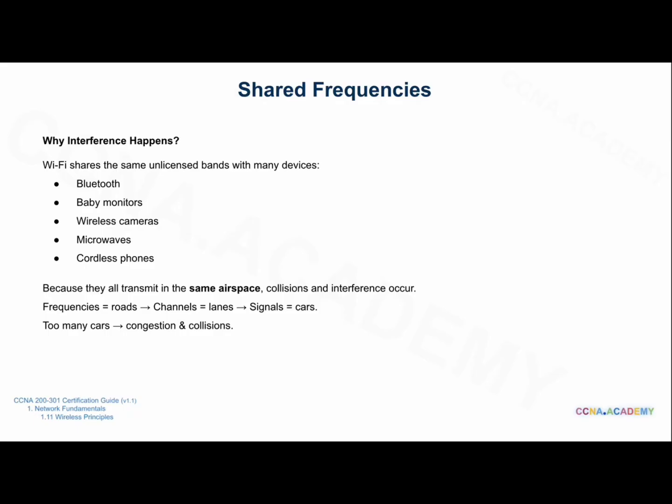Wi-Fi operates in unlicensed spectrum, meaning many devices share the same airspace. When too many devices compete, signals overlap and cause collisions, similar to traffic congestion. This is why careful channel planning is essential, especially in busy environments. Understanding how shared frequencies work helps explain why performance drops when the spectrum is crowded.